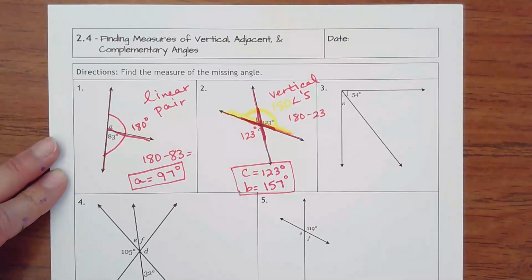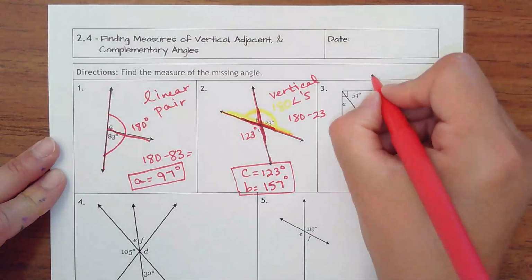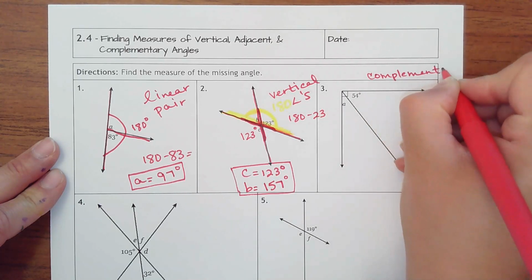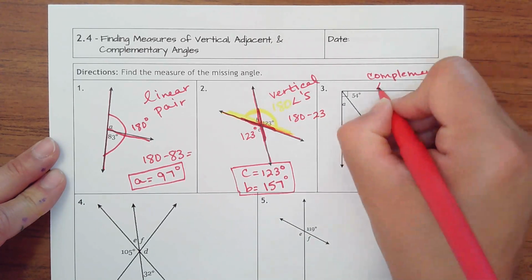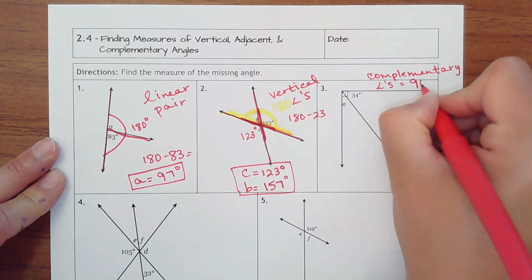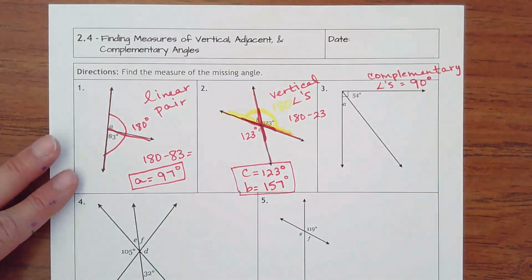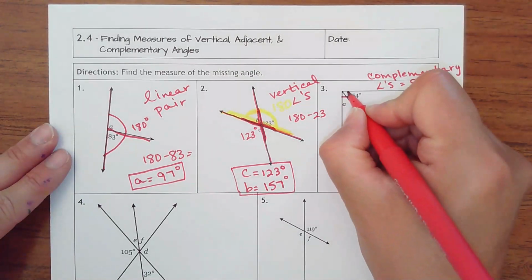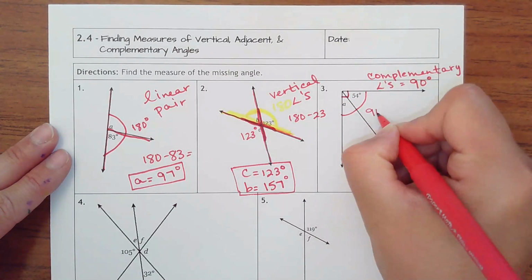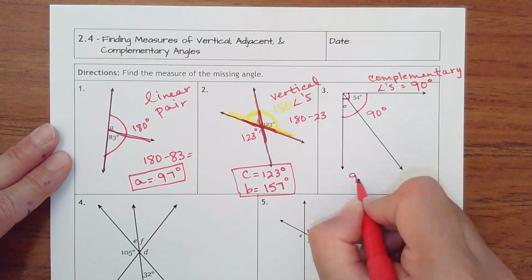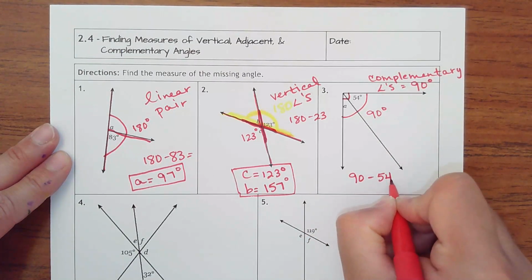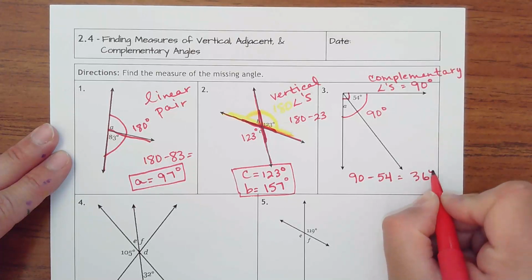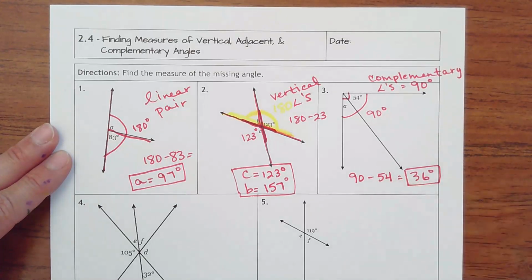All right, number three is a new word we haven't talked about, but you should know that complementary angles, that means that they equal 90 degrees. They can be side by side, or they don't have to be. They could be separate. But when you see this box, you know that this makes 90 degrees total. So you would do 90 minus 54, which would be 36 degrees for A.